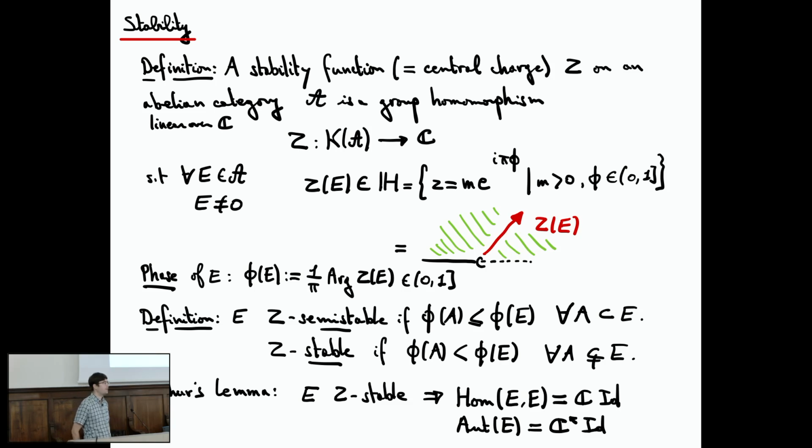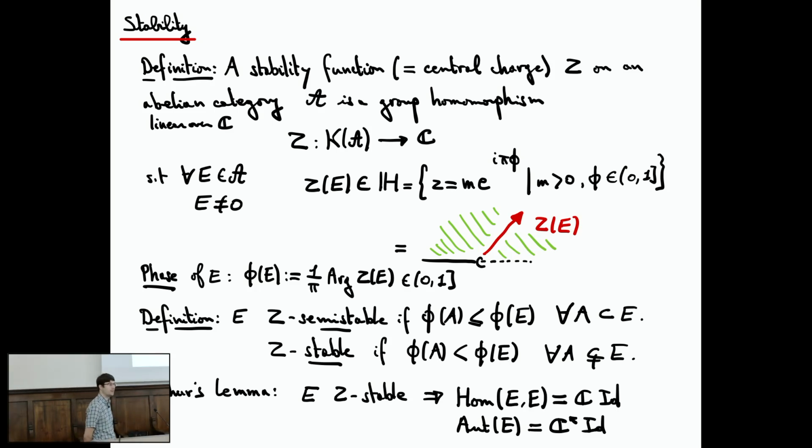So a stability function is just a way to assign complex numbers to your objects, and you want this map to be additive, or linear. The main point of having these complex numbers is that they have a phase, a natural argument. Because they all live in the upper half plane, there is a well-defined phase between 0 and 1. And then you can use this phase to define a notion of stability or semi-stability.